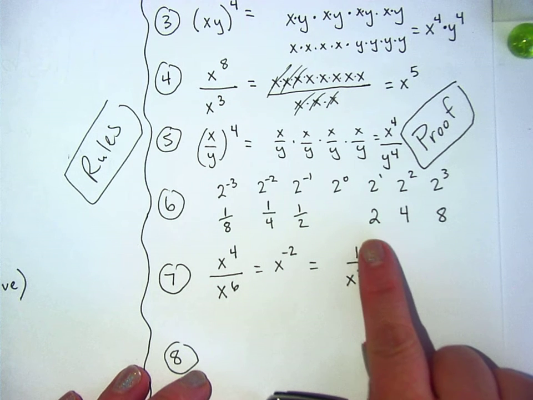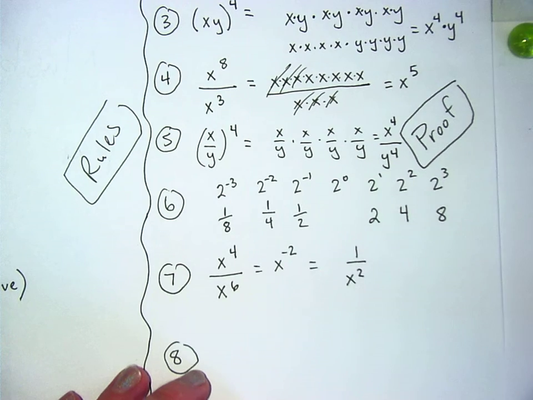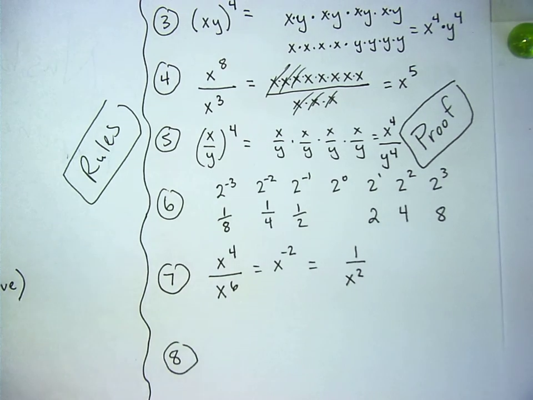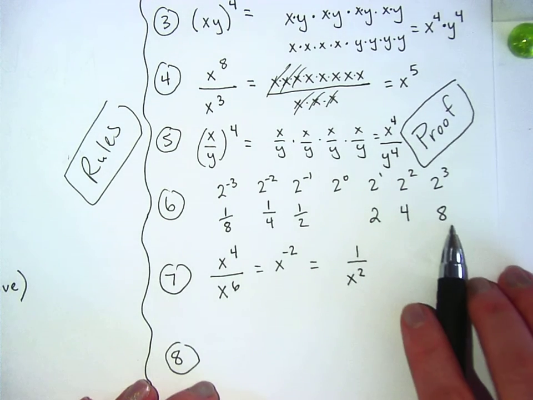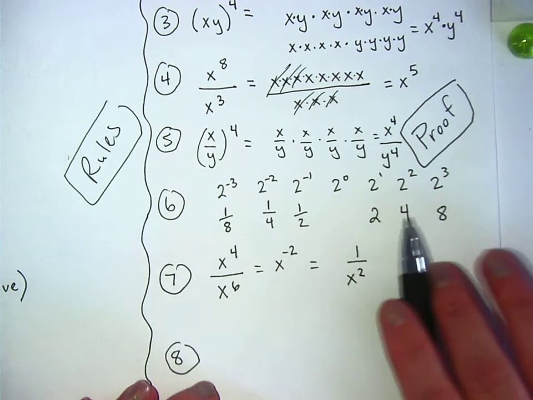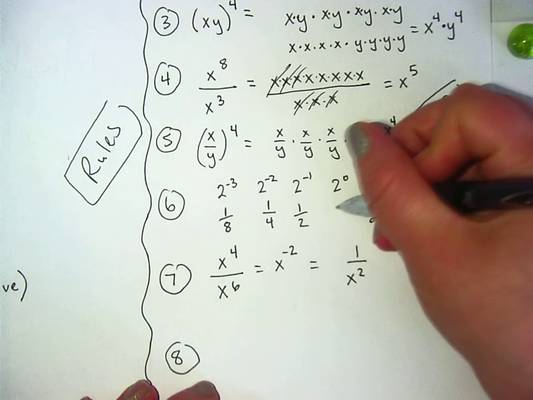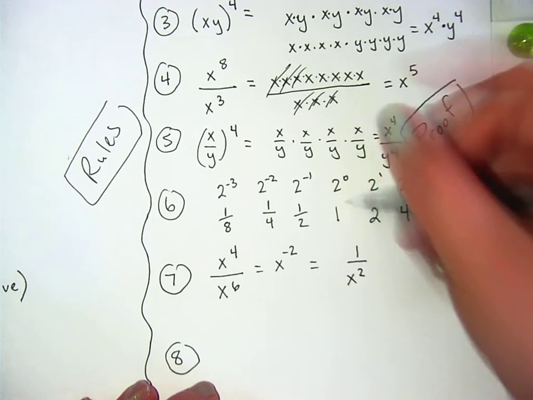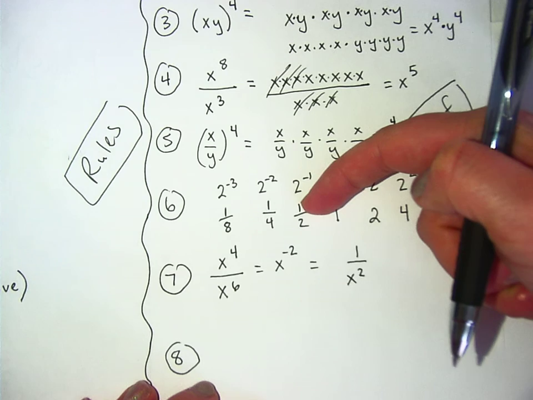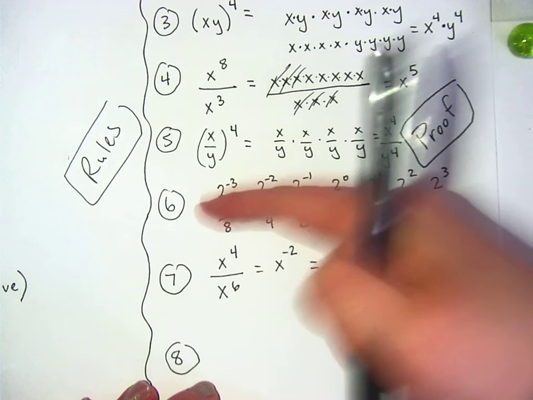If I'm moving to the right, it'd be 2 times 2 is 4, times 2 is 8, times 2 would be 16, times 2 would be 32, right? What if I'm moving to the left? 8 divided by 2 is 4. 4 divided by 2 is 2. 2 divided by 2 is 1. 1 divided by 2 is 1/2. 1/2 divided by 2 is 1/4. 1/4 divided by 2 is 1/8.